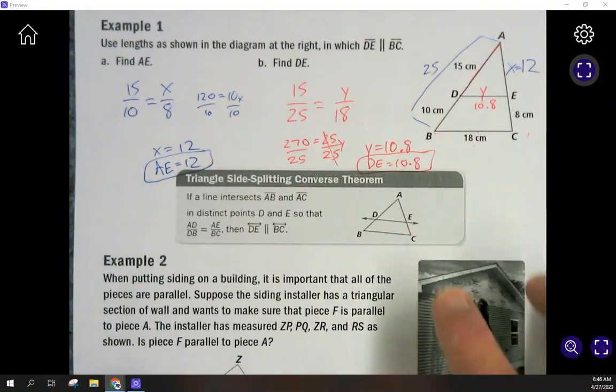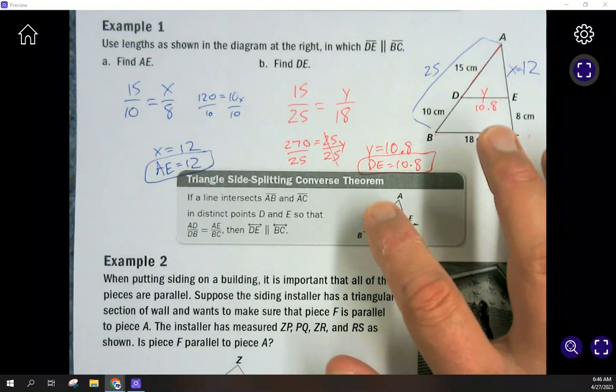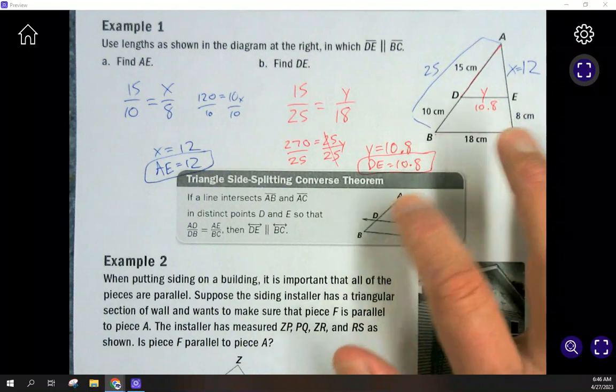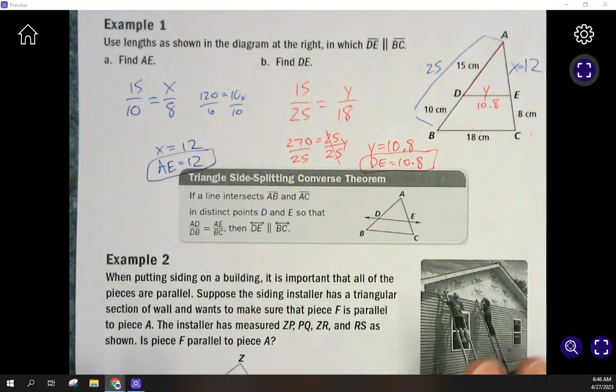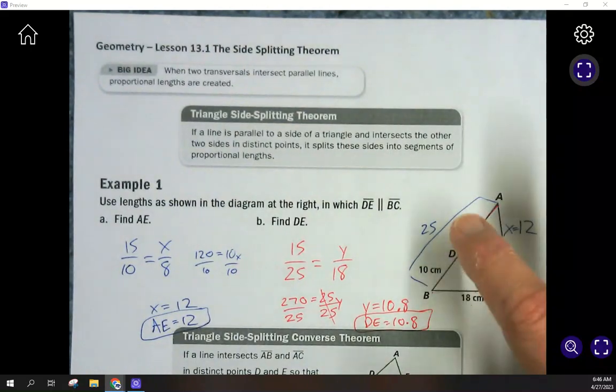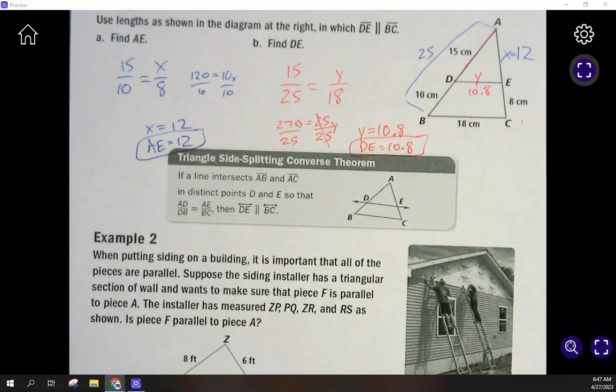And now we're going to say, hey, I have this line. I don't know if it's parallel to BC, but if I check and see if these sides are proportional to each other, and they are, I now know this is proportional. So it's the opposite. If they're parallel, then these are proportional. If they're proportional, then they're parallel. So we're just kind of working backwards here.